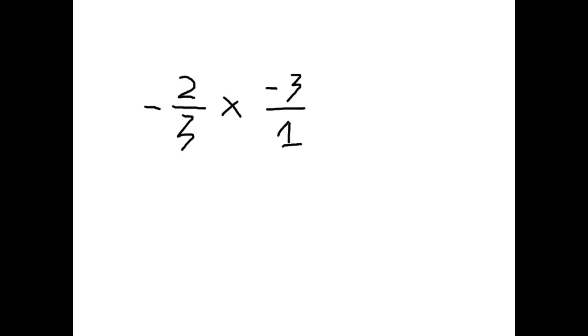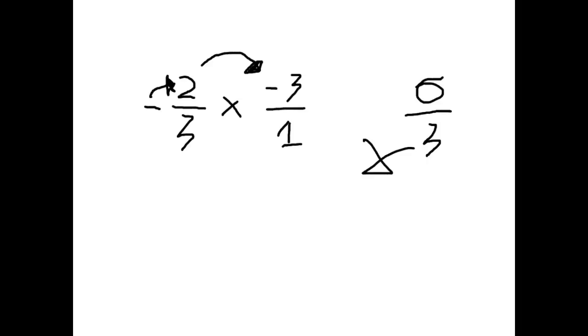Negative 2/3 times negative 3 over 1. You're going to want to multiply these together first. So let's move the negative sign up onto the 2. In other words, negative 2 over 3 times negative 3 over 1. So negative 2 times negative 3 will give you a positive 6 over 3 times 1, which is 3.